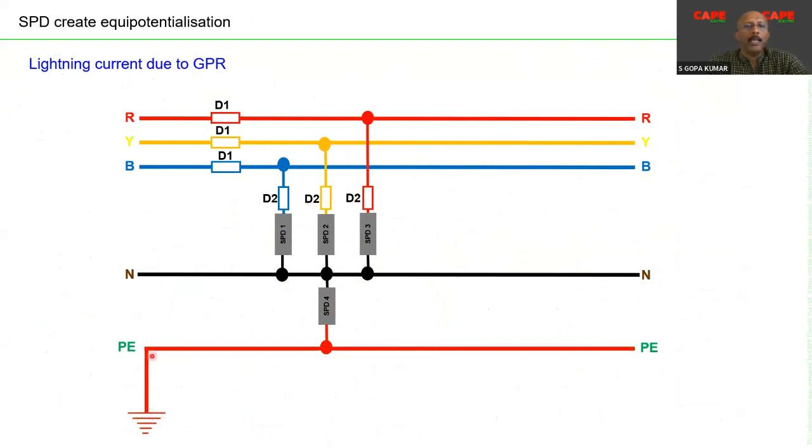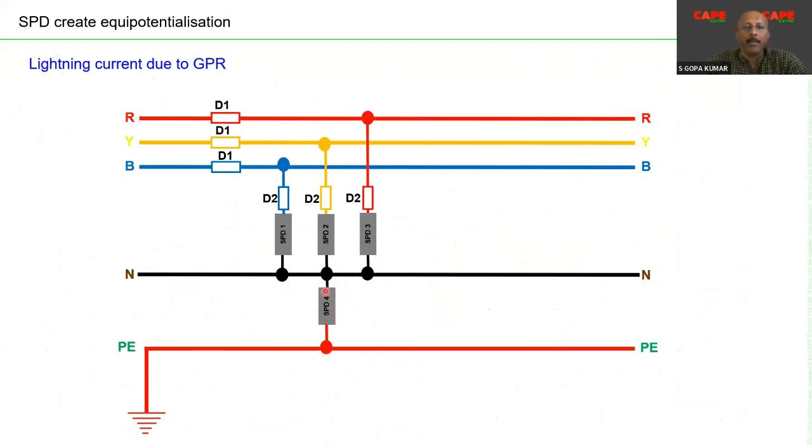As a result, the earth potential is going up and ground potential rise is happening. The potential of the earth conductor is suddenly going to a high level. As I explained in the last presentation, SPDs have a parameter called voltage protection level. These are voltage operated, non-linear devices, and when the voltage crosses a certain limit, they offer a very low impedance.